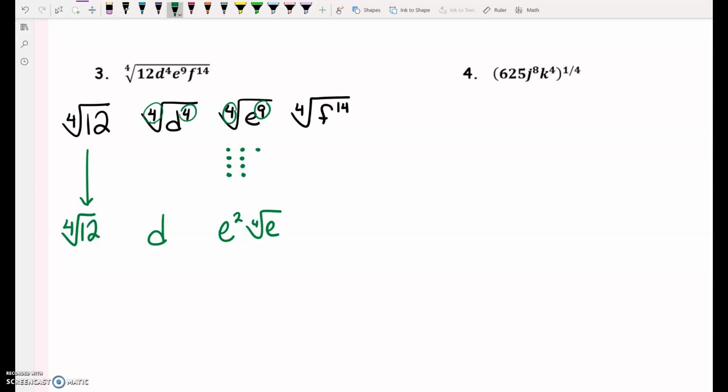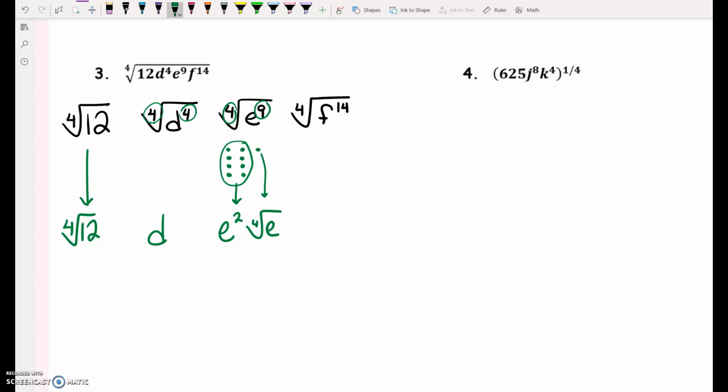So I like to use dots because I think dots are easier to draw out than a whole bunch of E's. But these are 2 full groups of 4. That becomes E squared. This little guy that's left over is still stuck under the radical. Now, if you are able to think about how many groups of 4 are there in 14? There's 3 groups of 4, that's 12. Then there's 2 left over. So it's f to the 3rd times the 4th root of f.